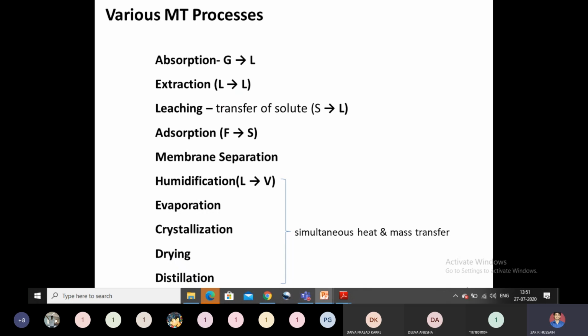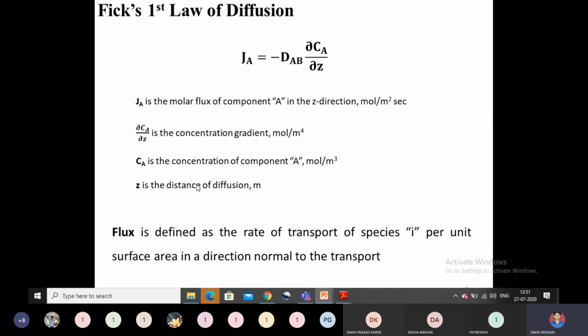Then the various mass transfer operations. This is for your whole syllabus. I am just giving the various mass transfer operations. You can refer to absorption and extraction. Anyway, you are going to learn leaching, extraction, and distillation in the next chapters. All the other chapters you are going to learn in mass transfer.